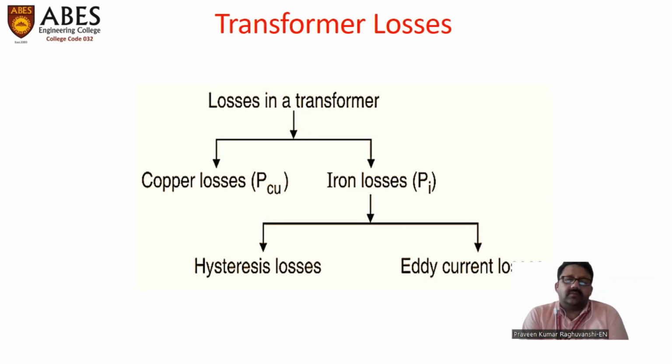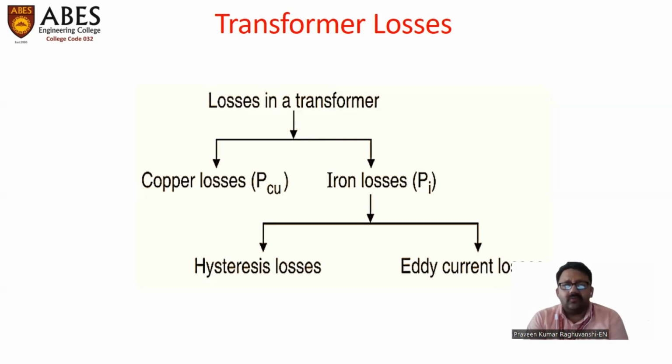As we know, transformer winding current depends upon the load. So we can say that the value of copper losses varies as the load changes on the transformer, or copper losses are also known as load-dependent losses. The value of copper losses is maximum when the transformer is at its full load condition.